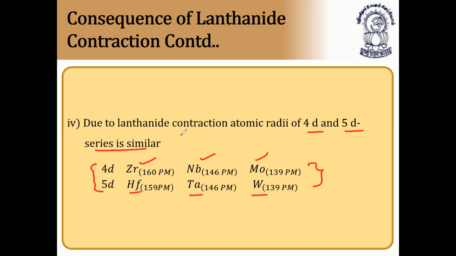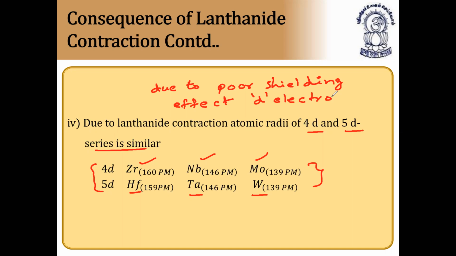That is due to the poor shielding effect of d electrons. In this case, what happens? Due to the poor shielding effect of f electrons, that contraction is also called lanthanide contraction. So the shielding effect of f electrons is considered to be the cause of lanthanide contraction. Lanthanide is used in the name because it is mostly for lanthanides. So zirconium, hafnium, niobium, tantalum, molybdenum, tungsten all will have the same atomic radii. You can see the values are almost absolutely the same, with just a small difference.